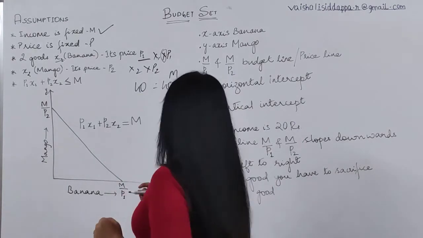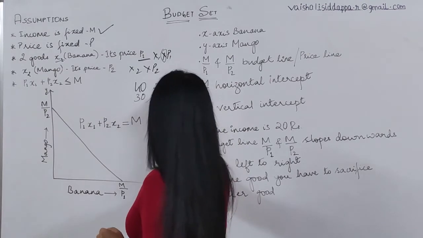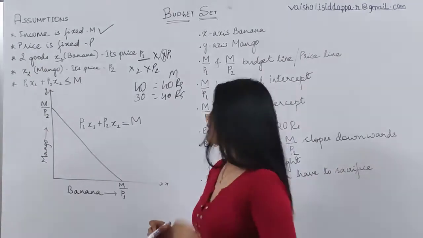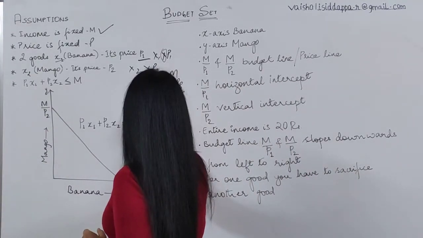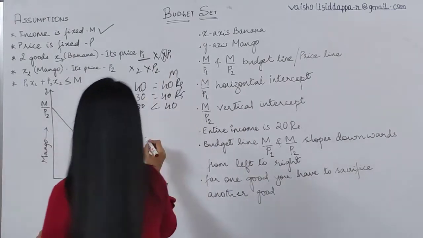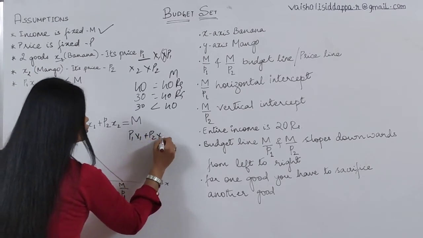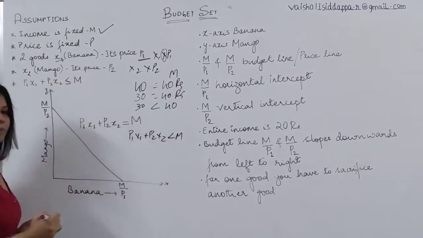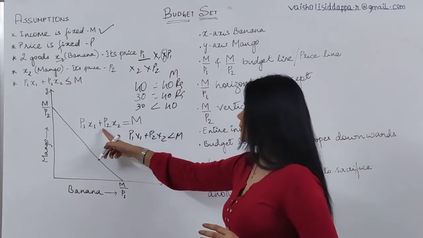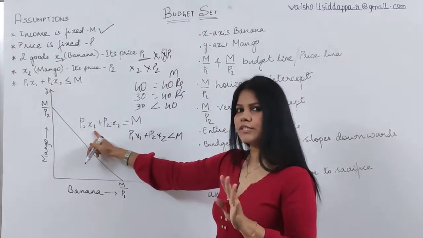In the other case, I have 40 rupees of income, but I'm spending only 30 rupees. In that case, 30 is less than 40, so I'll be using one more equation: P1 X1 plus P2 X2 is less than M. So you can go with two kinds of equation: P1 X1 plus P2 X2 equal to M, where your income is exactly your spending on the two goods completely.